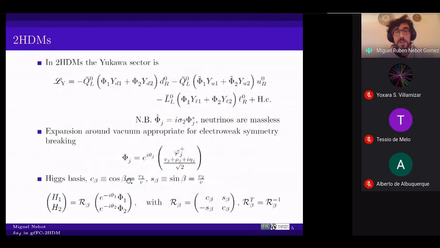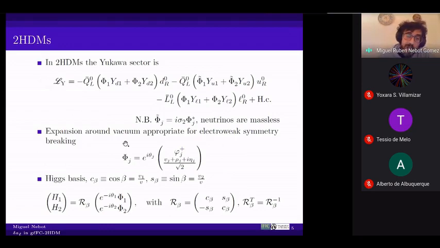So just to fix a little bit of notation, in general, when one is dealing with two Higgs doublet models, the Yukawa sector, which is, of course, the one we are interested in in order to explore those anomalies, has this typical structure in which for each type of right-handed singlet fermion, you have a pair of Yukawa matrices with the couplings, one for each of the scalar doublets. So you do as usual, you expand around the vacuum, since you need to break electroweak symmetry.